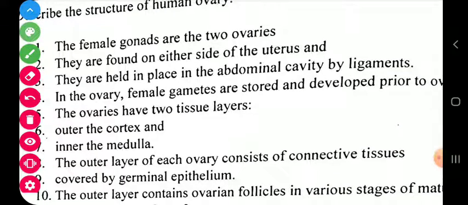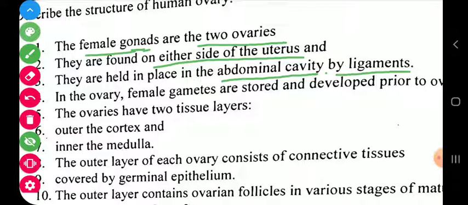The female gonads are the two ovaries. They are found on either side of the uterus. They are held in place in the abdominal cavity by ligaments. So ligaments help to hold these female gonads, the two ovaries, in place in the abdominal cavity. Remember, it's in the abdominal cavity and is held by ligaments.